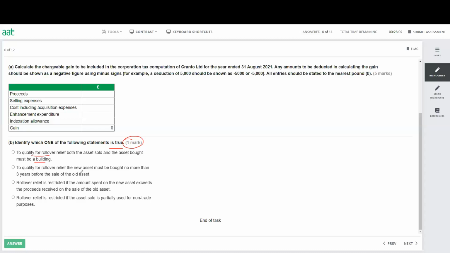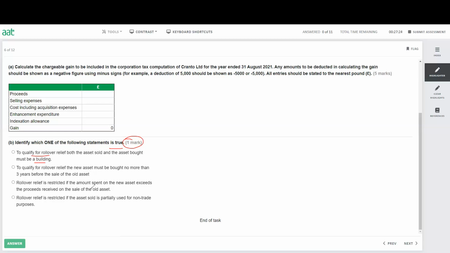To qualify for rollover relief, the new asset must be bought no more than 3 years before the sale of the old asset. That's not true. You can have an asset and you don't have to sell it within 3 years. The new asset must be bought no more than 3 years before the sale. There is 2 options. Either you can buy before 2 years or like 3 years after. So it's not the right one.